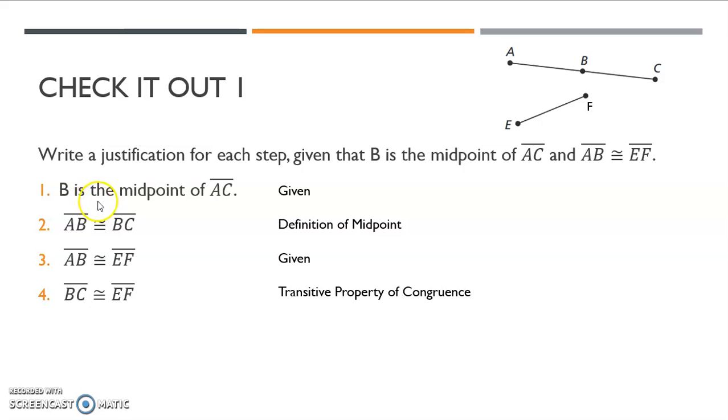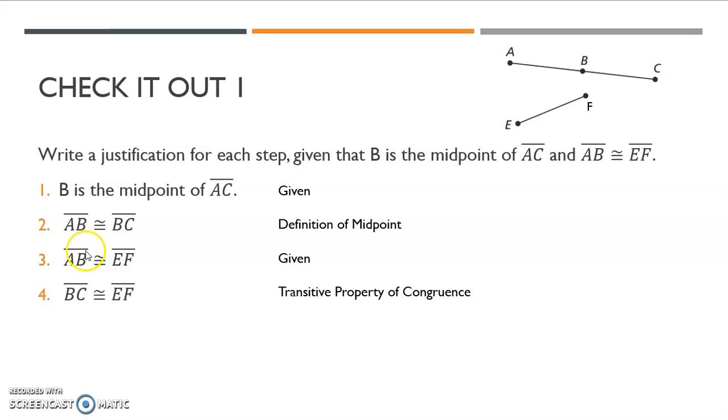Now I have to figure out if B is the midpoint of AC, why were they allowed to say that AB is congruent to BC? Well, that's because of what a midpoint means. A midpoint is the exact middle. So that's why they're congruent. It's the definition of midpoint, because I looked at what the word means.